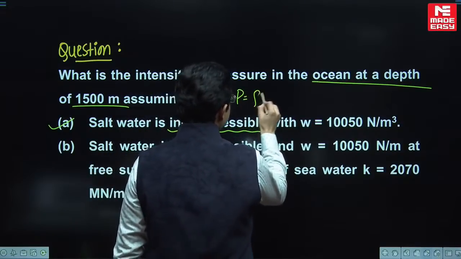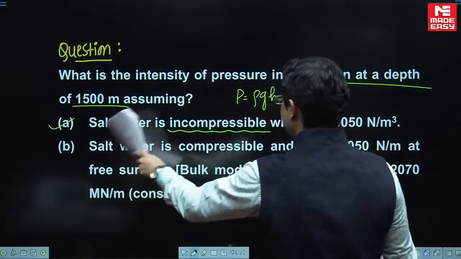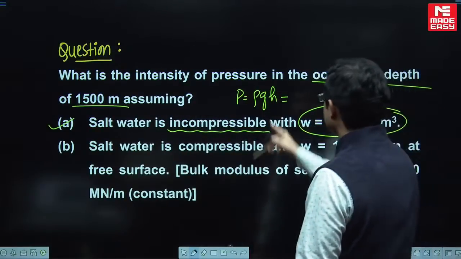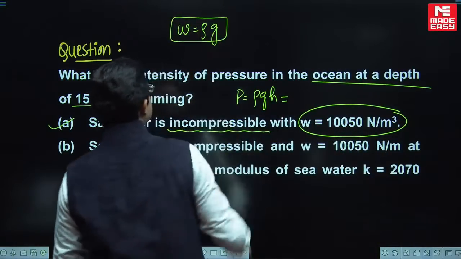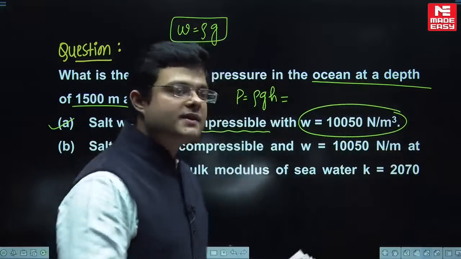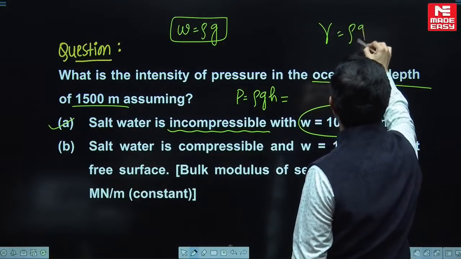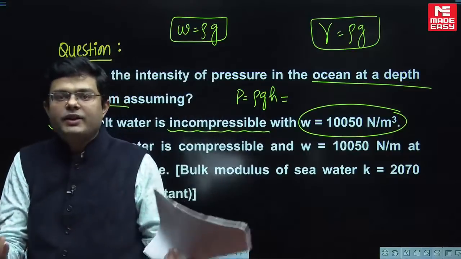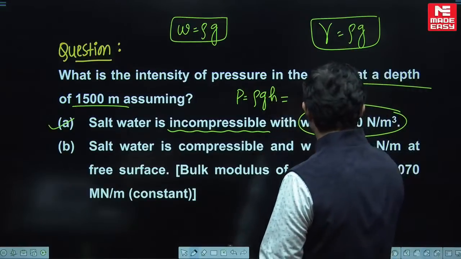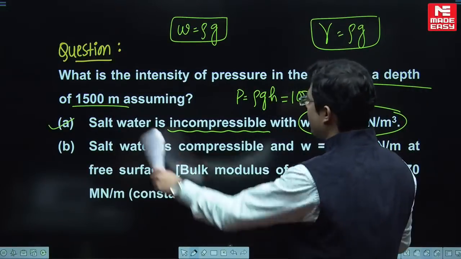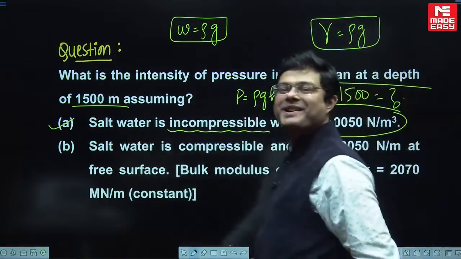So the pressure in an incompressible fluid is given as rho gh. Rho into g, see, specific weight of sea water is given. My dear students, specific weight I show by symbol W. Some of the books show the specific weight by symbol gamma. Doesn't matter, it's just a denomination. Either you show it with W or with gamma. So rho gh, rho into g is the specific weight, which is 10050, into height. At what depth? 1500 meter. So you will get your answer from here. This is very simple, but the second part is beautiful.